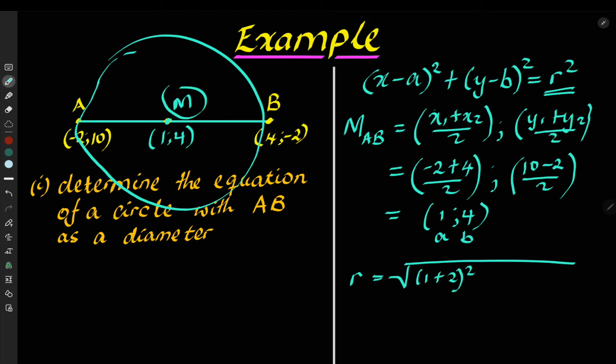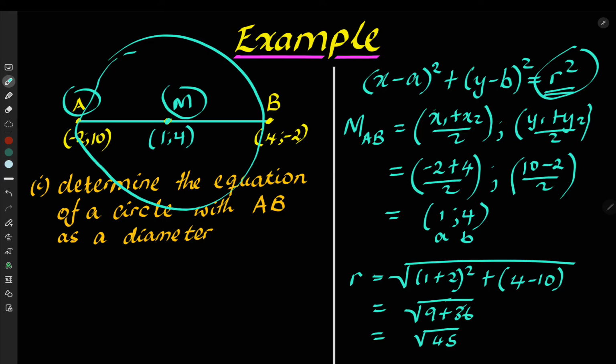So we're using this coordinate and this coordinate, and plus in a bracket, that will be a 4 for the y coordinate minus 10 bracket squared, and that will be equal to the square root of 9 plus 36, and that is equal to the square root of 45. And remember what we need is r squared, of which here we determined r. So r squared will just be equal to, we square the square root of 45, and that will be just equal to 45.